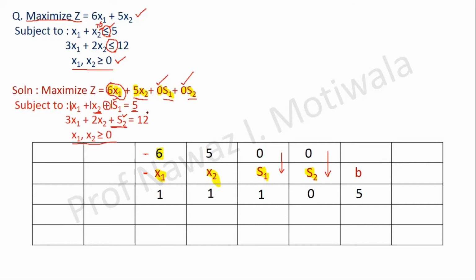Now, similarly proceeding further, I have just written the equation first. Now I will write the coefficients of equation 2. If you can see here, the coefficient of x1 in the second equation is 3, so I will write down 3 here. Then the coefficient of x2 is 2, so I will write 2 here. Then there is no s1 available in this equation, so I will write 0 here. And for s2 it is nothing but 1, so I will write 1 here. And the right hand side for this particular equation is 12, so it will come under the B part.